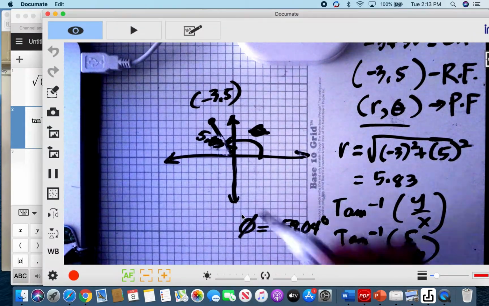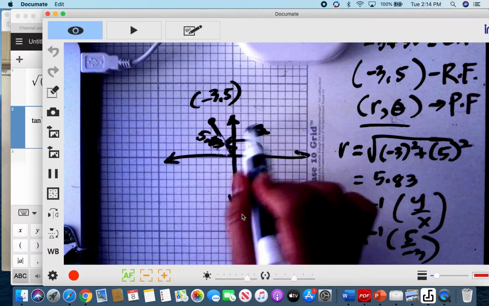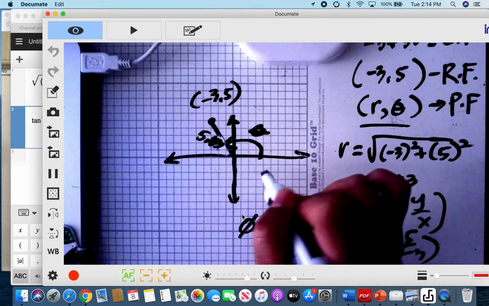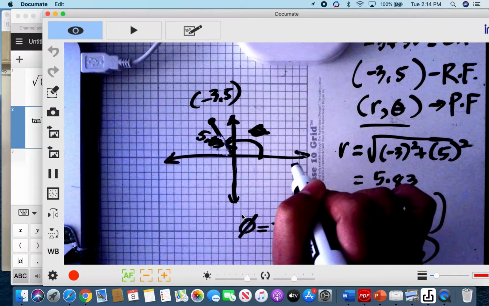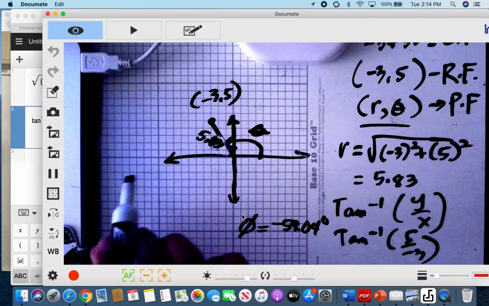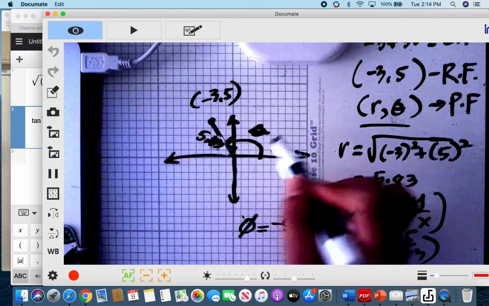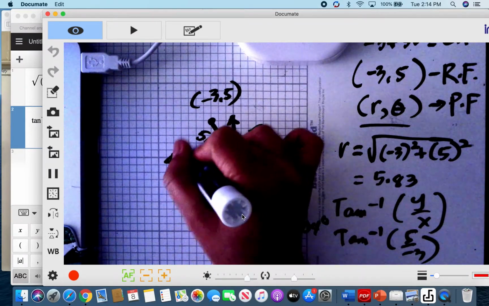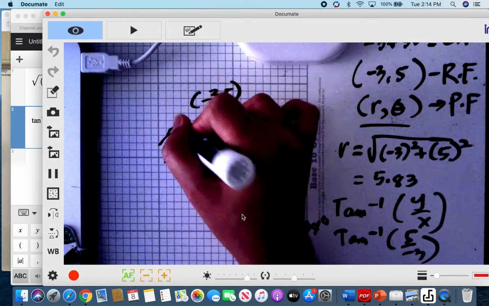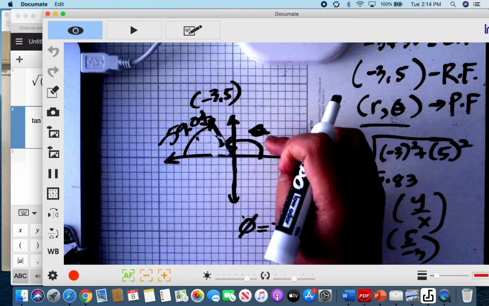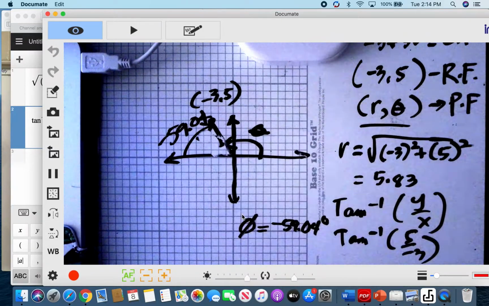However, this angle doesn't mean that it's going to be this. Looking at this, the angle here is more than 90 degrees. An angle in standard position means that our angle is coming from either the positive x-axis or the negative x-axis. In this situation, our angle is coming from the negative x-axis. Obviously, it cannot be this, so it is referring to this angle, negative 59.04. It's negative because it's going in a clockwise direction. This is a positive angle, going in a counterclockwise direction.